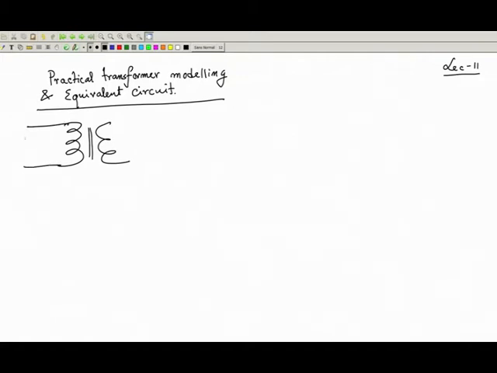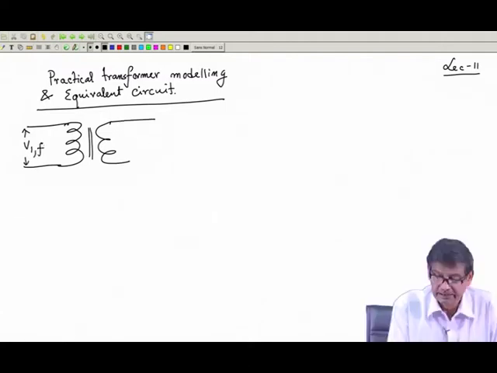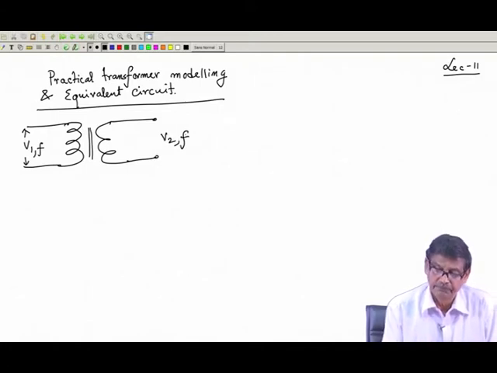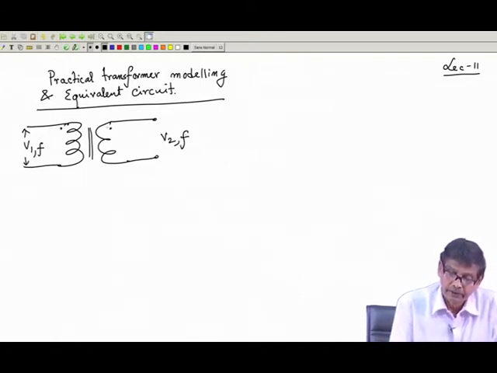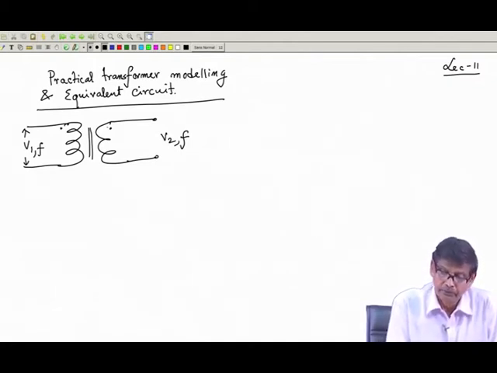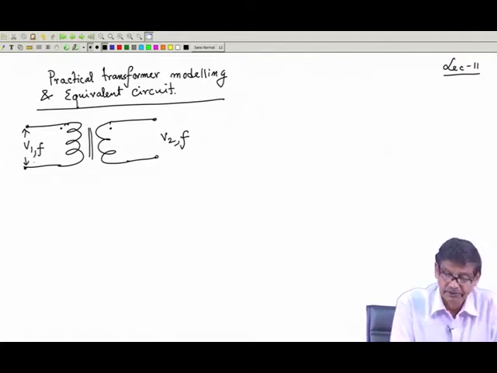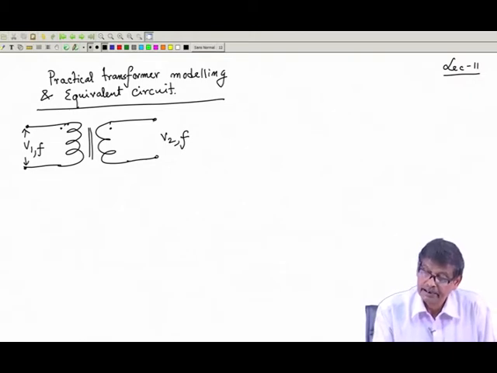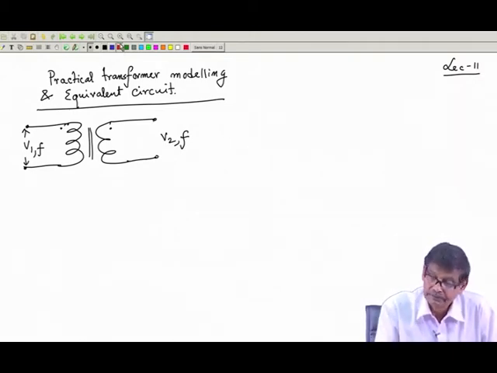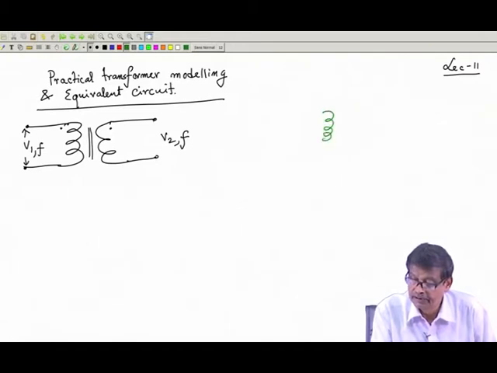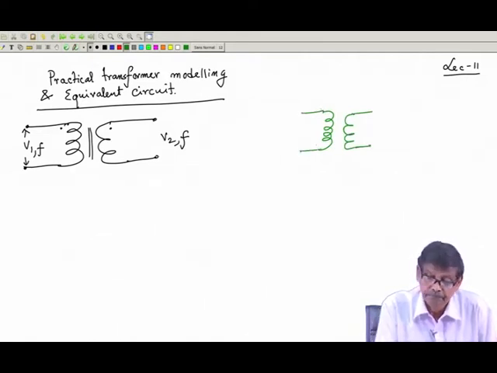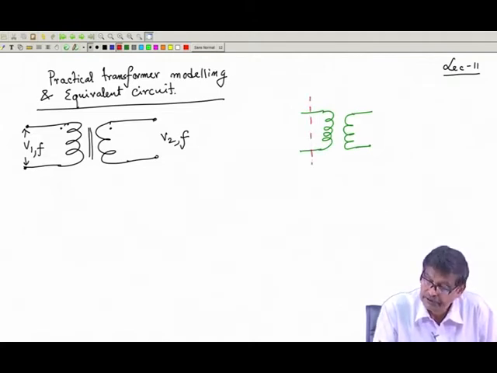Suppose this is the practical transformer, where you apply voltage V1 and frequency f, then these are the terminal voltages you get at the terminals, V2 and f, the same frequency voltage, and these are dots. With respect to these two terminals which are available to me, I can model it as an ideal transformer. For example, I will model it by an ideal transformer like this, and this portion is the ideal transformer.